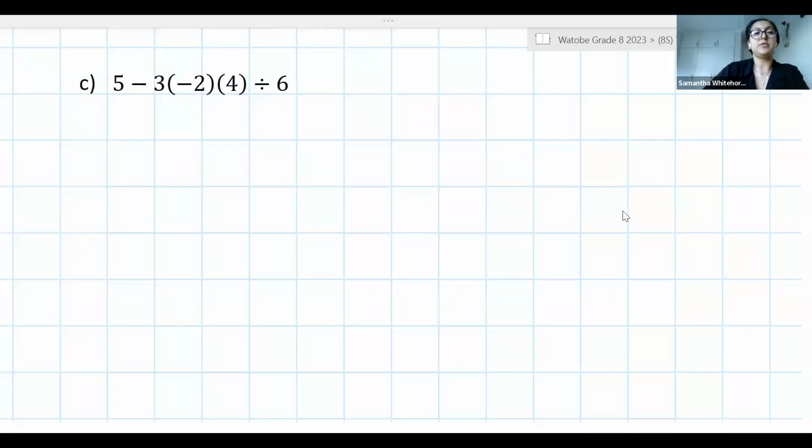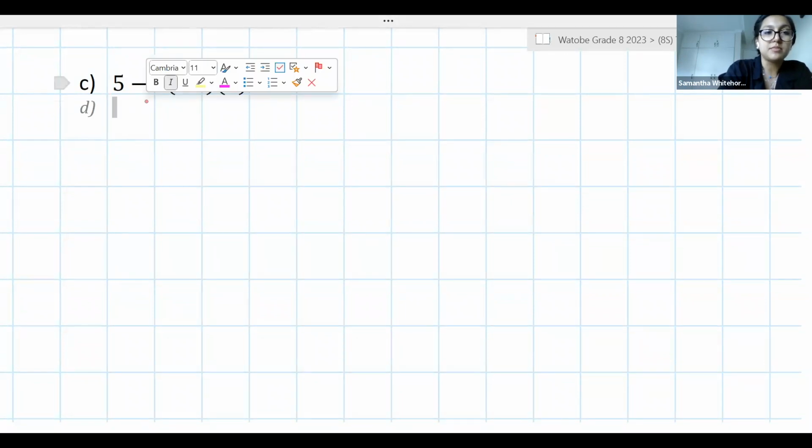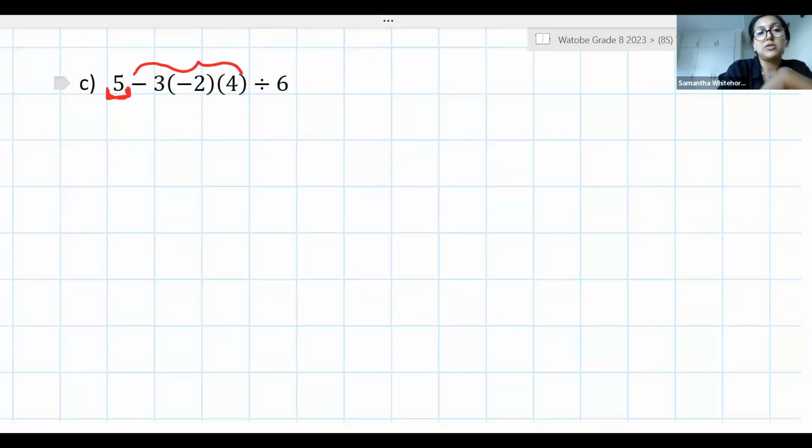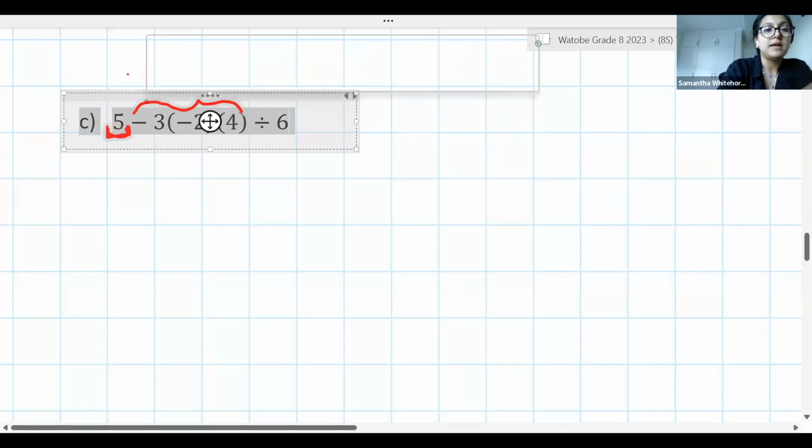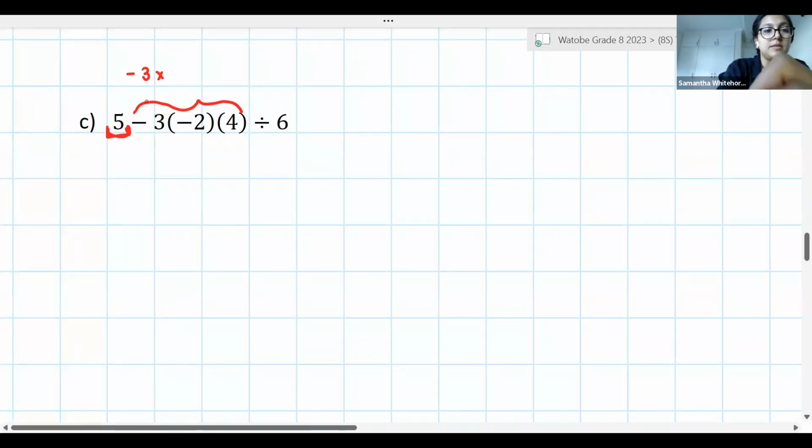So if we go and have a look at C, again, we want to do firstly our multiplication and division. Now, this is quite similar to the question we had earlier. This 5 minus, they are separate from each other. So we're not saying 5 times minus 3. This is a separate term to the rest. So my multiplication is actually over here. We are saying minus 3 times minus 2 times 4. That is the multiplication I need to do.